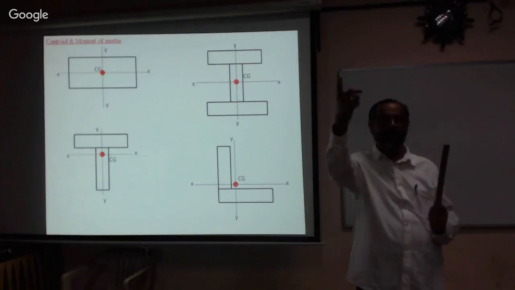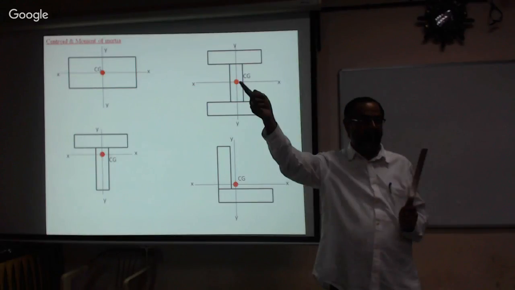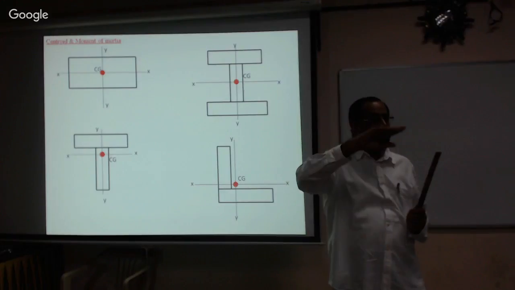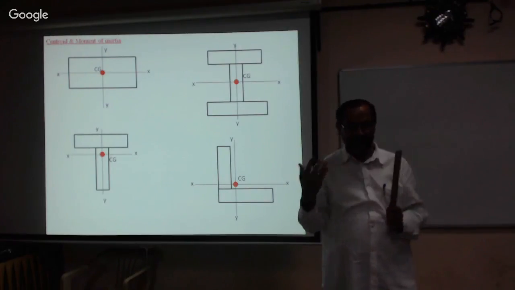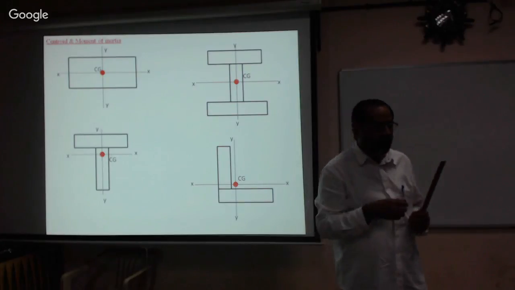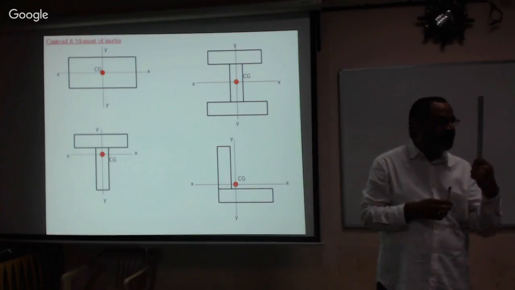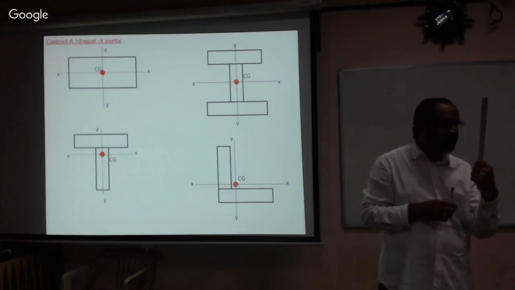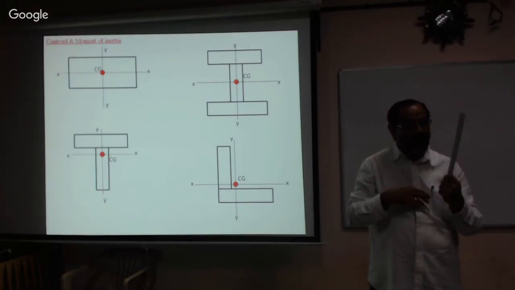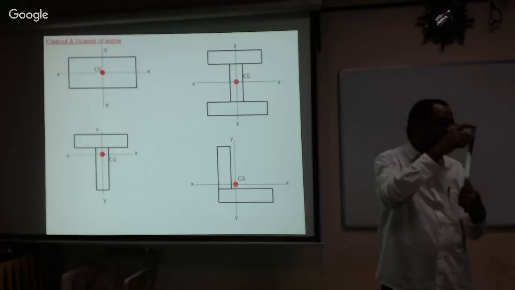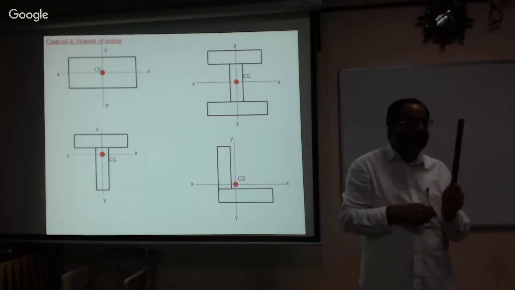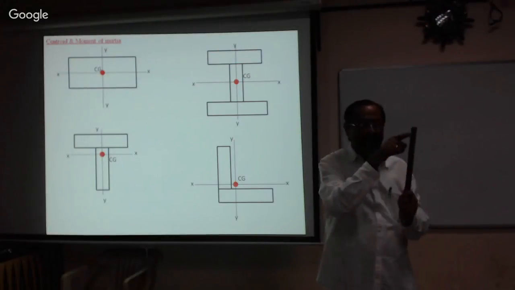Therefore, if you see a construction site around Mangalore or wherever you go, the column sizes are different at different sites. One column is kept like this, the other column is kept like this. Do you understand now why they keep the columns in different directions? Because if you keep the column like this, it will deform more, and if you keep the column like this, the deformation will be less.